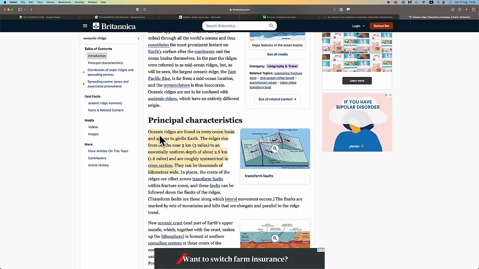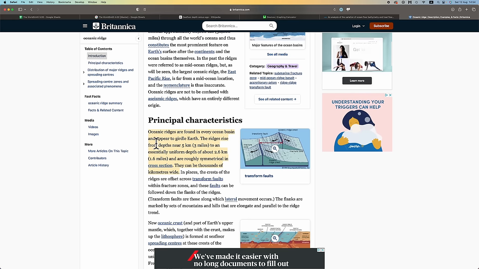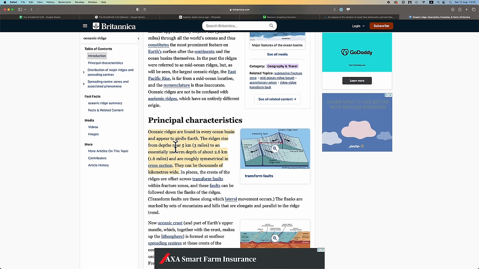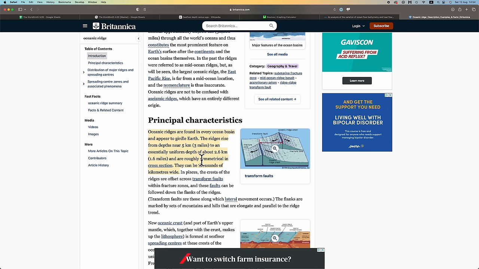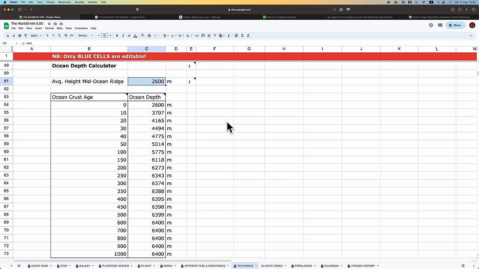And they say, oceanic ridges are found in every ocean basin and appear to girdle Earth. The important bit, the ridges rise from depths near 5 kilometers to an essentially uniform depth of about 2.6 kilometers or 1.6 miles. So what I'm going to do for this project and future projects is just basically assume that all mid-ocean ridges on a given planet lie at 2.6 kilometers below sea level.